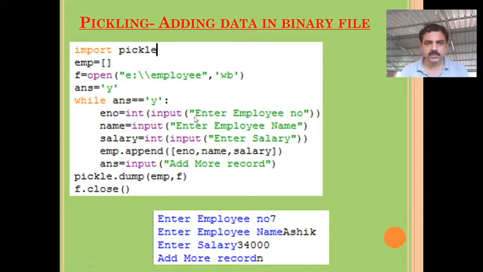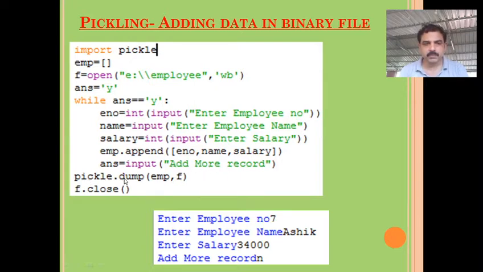We are asking the user to enter the employee number, employee name and salary. These three variables we have stored as ENO, name and salary. The emp.append function is used for adding to a list, emp being the list. So employee number, name and salary, all three are added to emp. Then we are asking the user for continuation, whether they want to add more records.